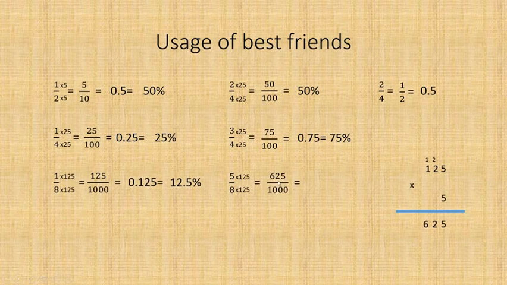So either you change it into a decimal or divide by 10 up and down. So it's going to be 0.625, and move the decimal point 2 steps because you're going to multiply by 100. So it's going to be 62.5%.